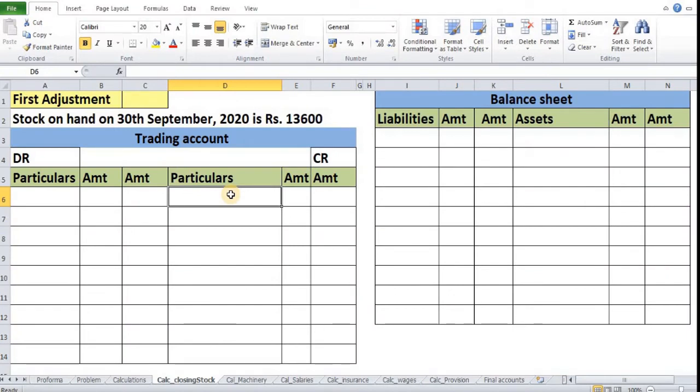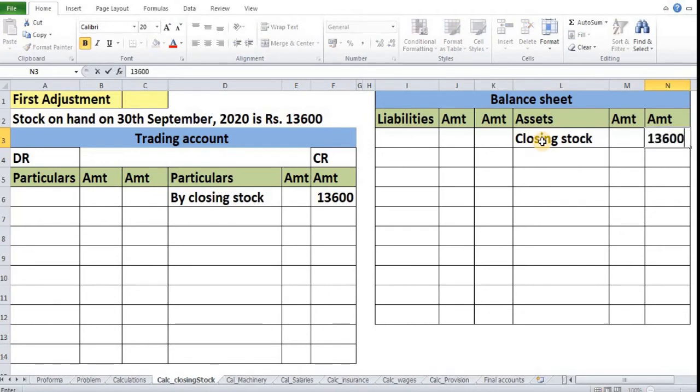Our first adjustment is related to closing stock. That is, stock on hand on 30th September 2020 is rupees 13,600. As discussed earlier, we will mention the closing stock on the credit side of the trading account as by closing stock and the amount is 13,600. Now we will mention the same on the asset side of the balance sheet.